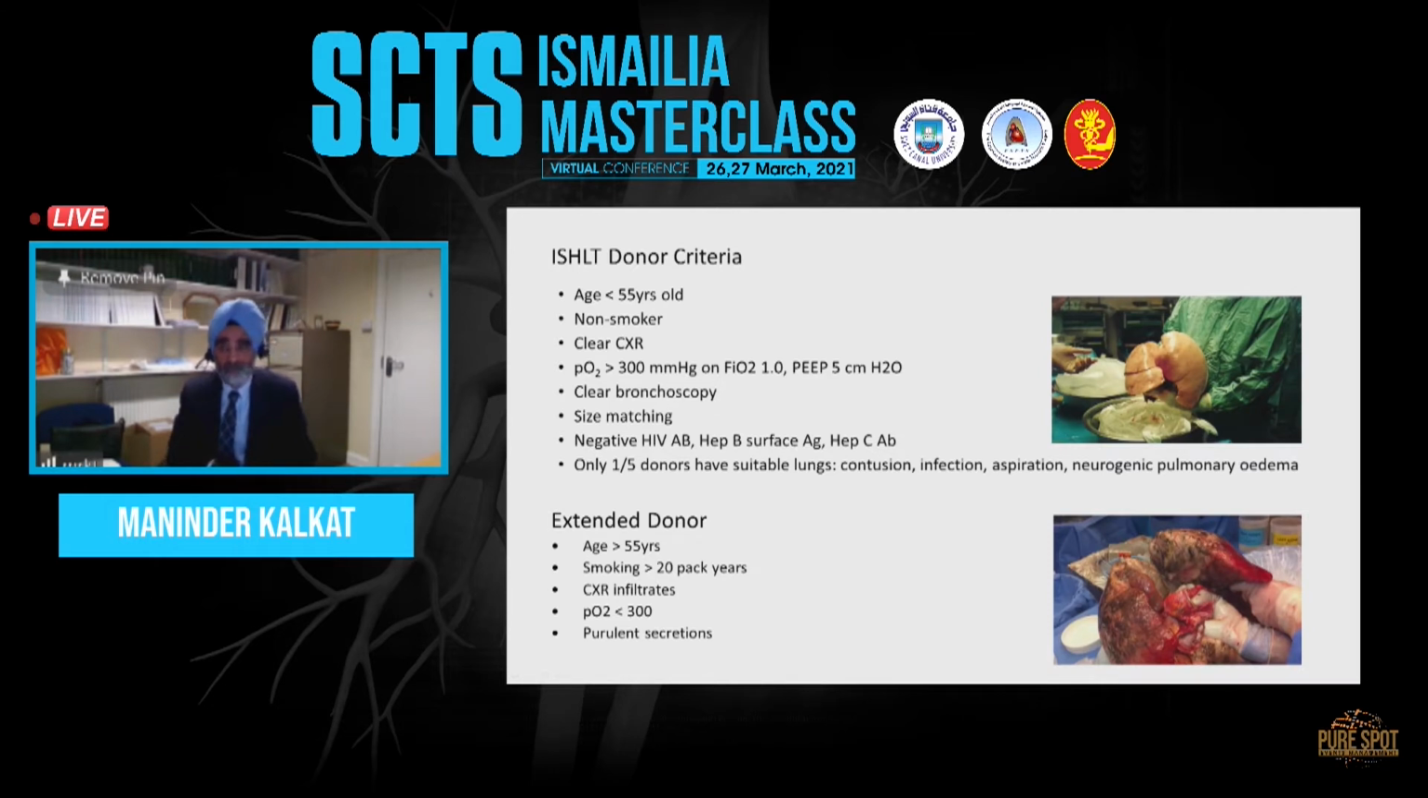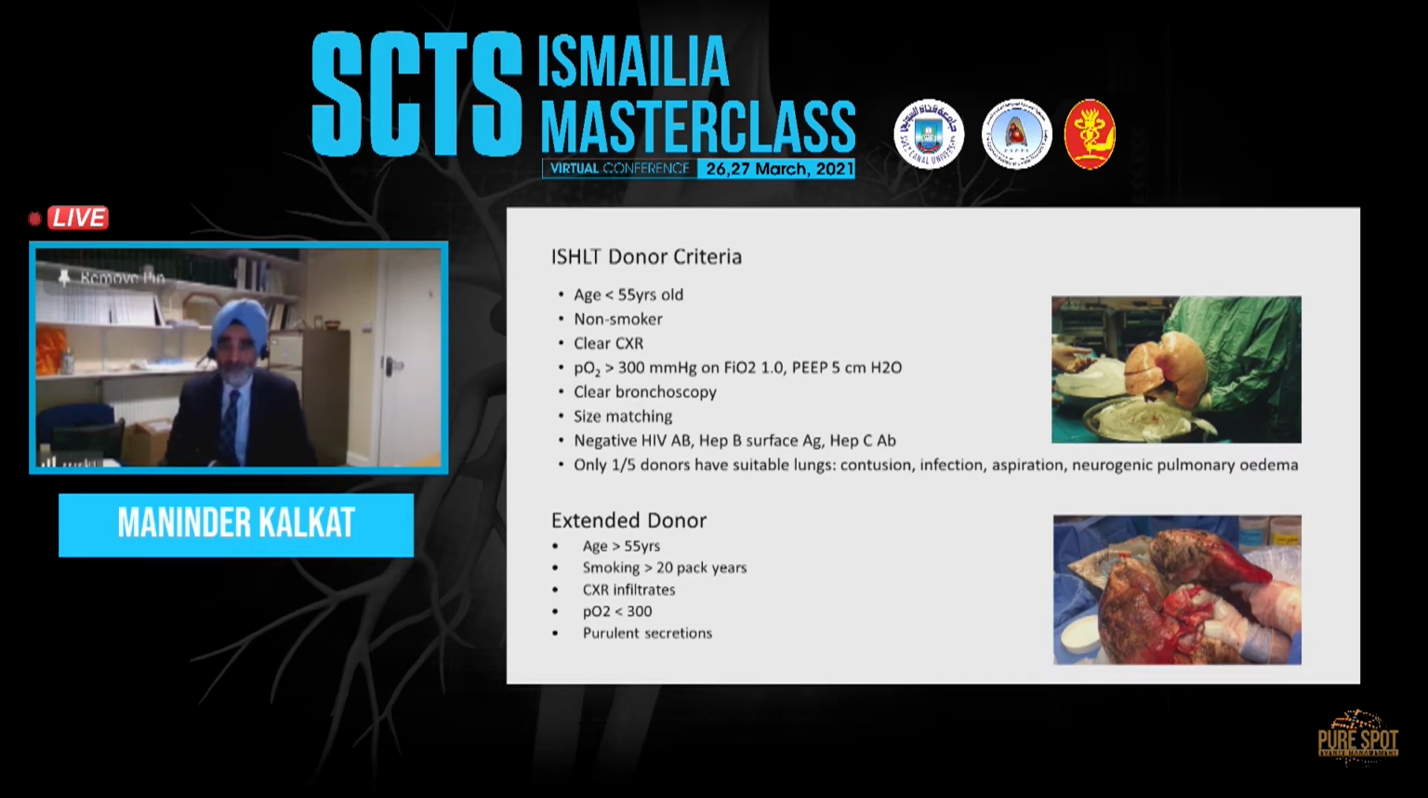Then there are donor criteria, and the ones which are very clearly laid down by ISHLT are that the donor should be less than 55 years of age, should be a non-smoker, should have a clear chest X-ray, the PO2 should be greater than 300 millimeters of mercury on FiO2 of 1.0, have a clear bronchoscopy, so go to each segment and clearly look around, and then size matching is important, and the donor should be negative for HIV, hepatitis B surface antigen, and hepatitis C antibodies.